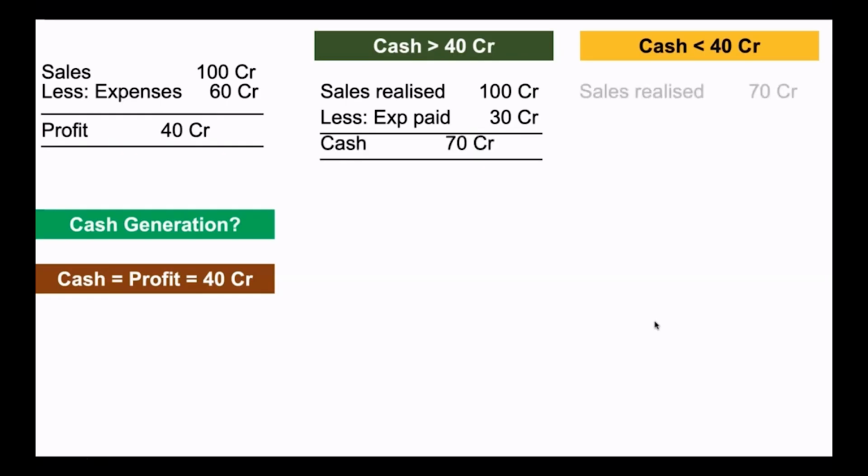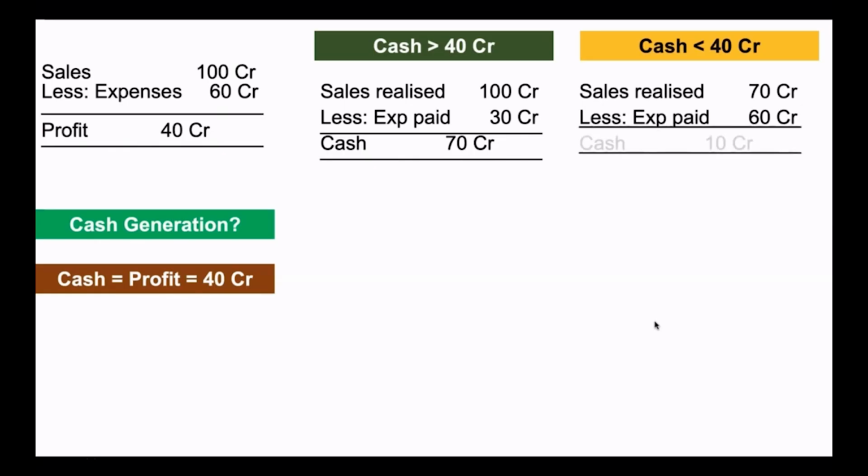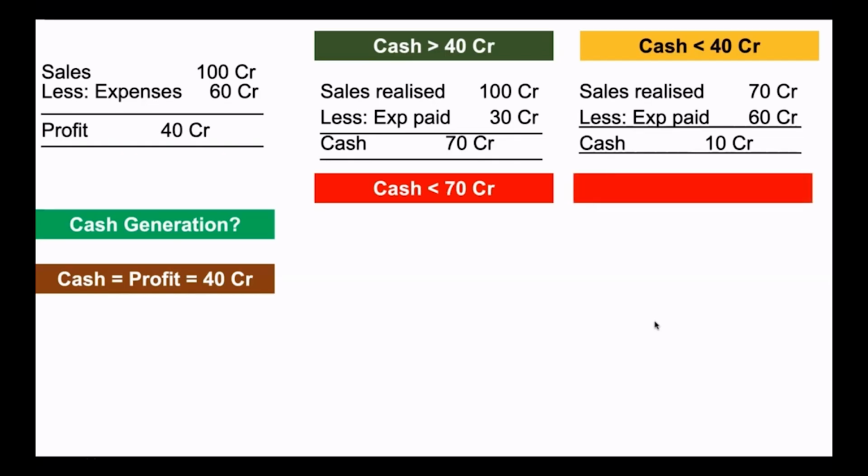And it can be less than 40 crore when you have realized only part of the sales and you have paid full expenses, or most of the expenses. So you have realized only 70 crore but you have paid the entire 60 crore. So here your cash is only 10 crore. And this can also undergo a change. This cash of 70 crore can come below 70 crore. It can even come below 40 crore. And this cash of 10 crore can go above 10 crore. It can even go above 40 crore.